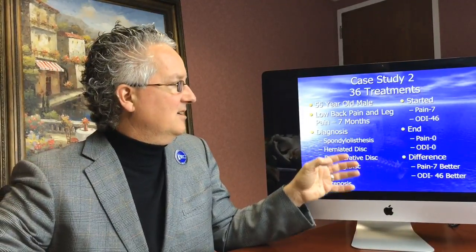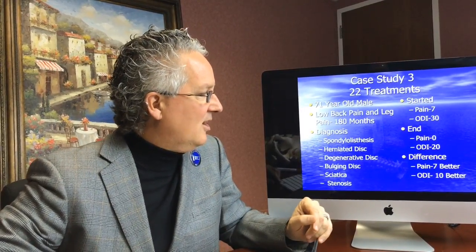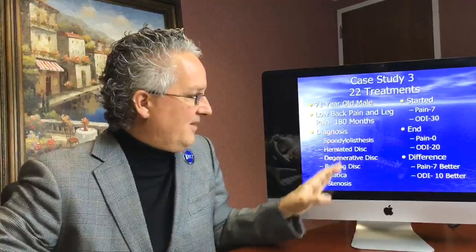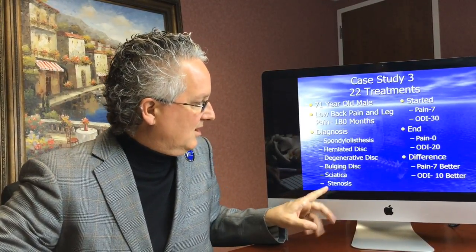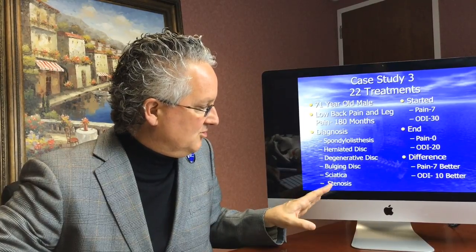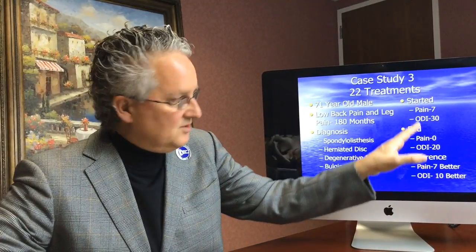Next, a 71-year-old male who had it for 180 months. Had all 5 conditions. What we're comparing now is stenosis, but he had all the other things that were going to contribute to the sciatica. Oswestry 30, pain 7. At the end of it, pain was 0, Oswestry 10. What happened? Pain 7 better, Oswestry 20 points better. So what we look at is these numbers right here.